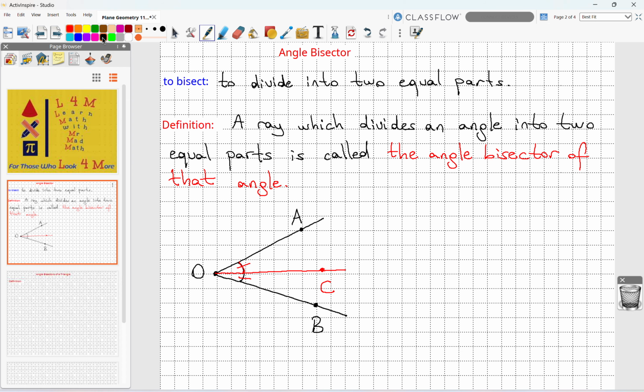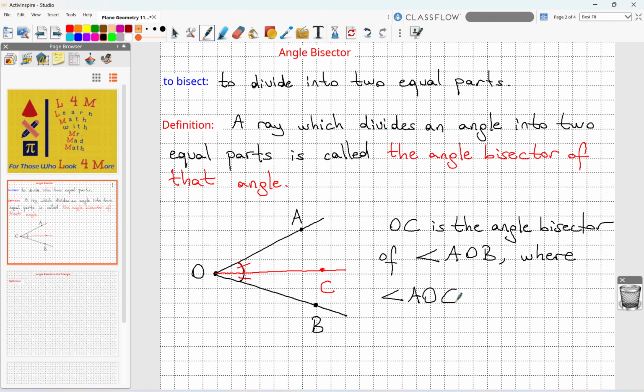So let's write: OC is the angle bisector of the angle AOB, where the angle AOC is equal to the angle BOC. Okay.